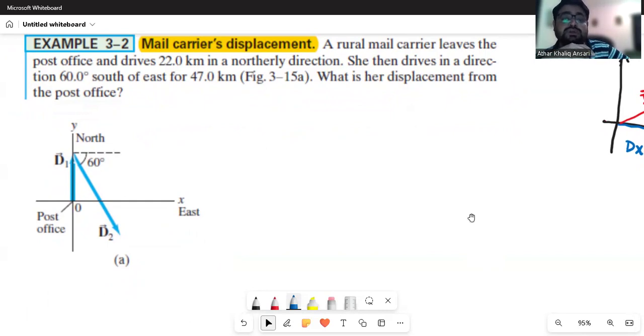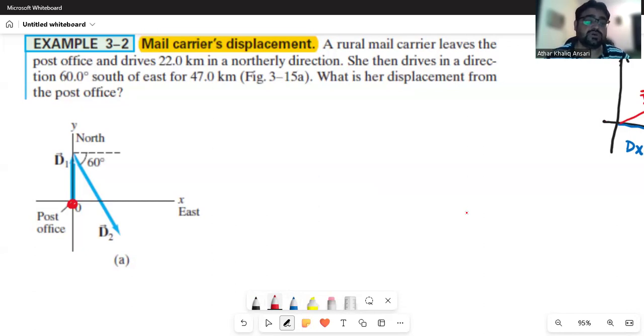So a rural mail courier leaves the post office and drives 22 kilometer in the northerly direction. Keep it in your mind, O is the post office. So she leaves from here to here. So the first displacement is toward north.